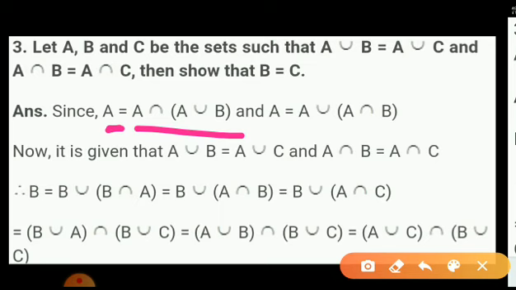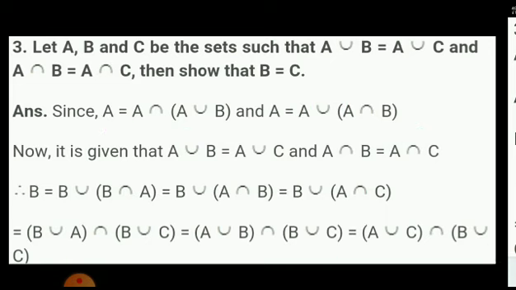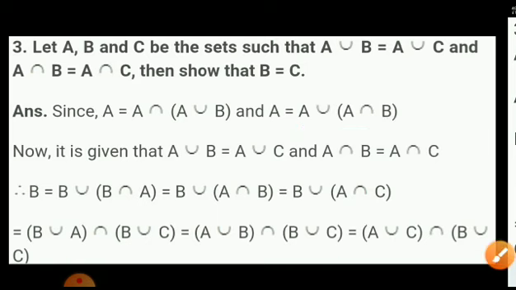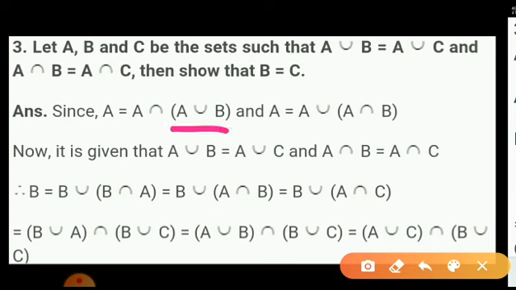The answer I'll get is A itself. And A is equal to A union (A intersection B). Union means I'll be getting the larger set. So A union (A intersection B). Now, the distributive property you have to apply. Without using the distributive property here, what is A union B? It is the same as A union C. So instead of A union B, I can write A union C. And A intersection B is given to be A intersection C.